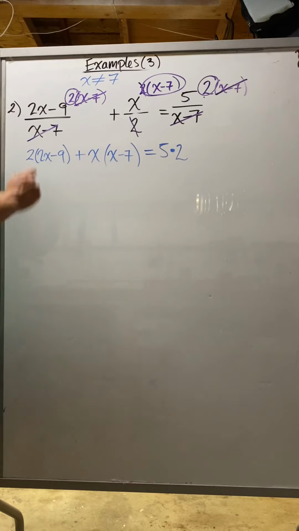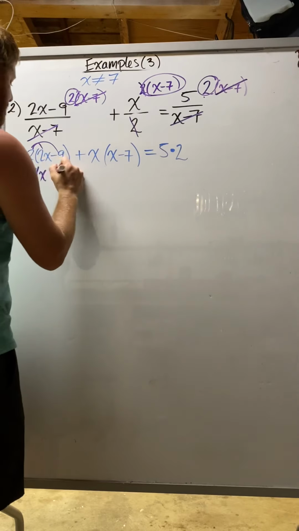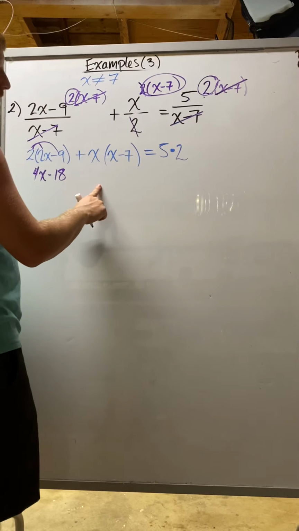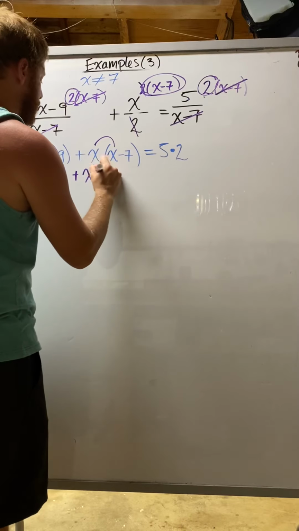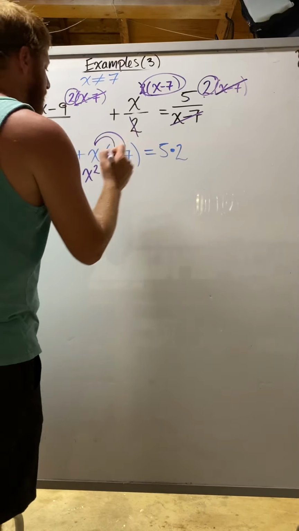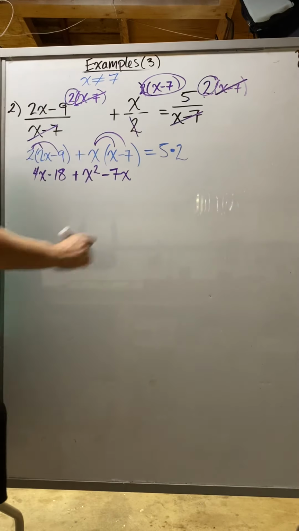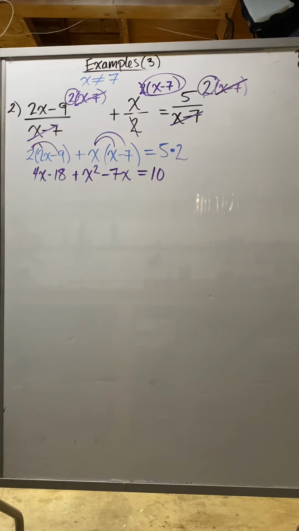It's not that bad. Well, 2 times 2x, that gives me 4x. 2 times minus 9, that gives me negative 18. There's a plus sign here, so I don't keep going with my multiplication. I look at what's next. Here's an x times an x. We have to distribute like usual. X times x is x squared. Here's an x times a negative 7. That should give you negative 7x. And it is all supposed to equal 5 times 2. If you can't do that, I feel bad for you, son. 10.